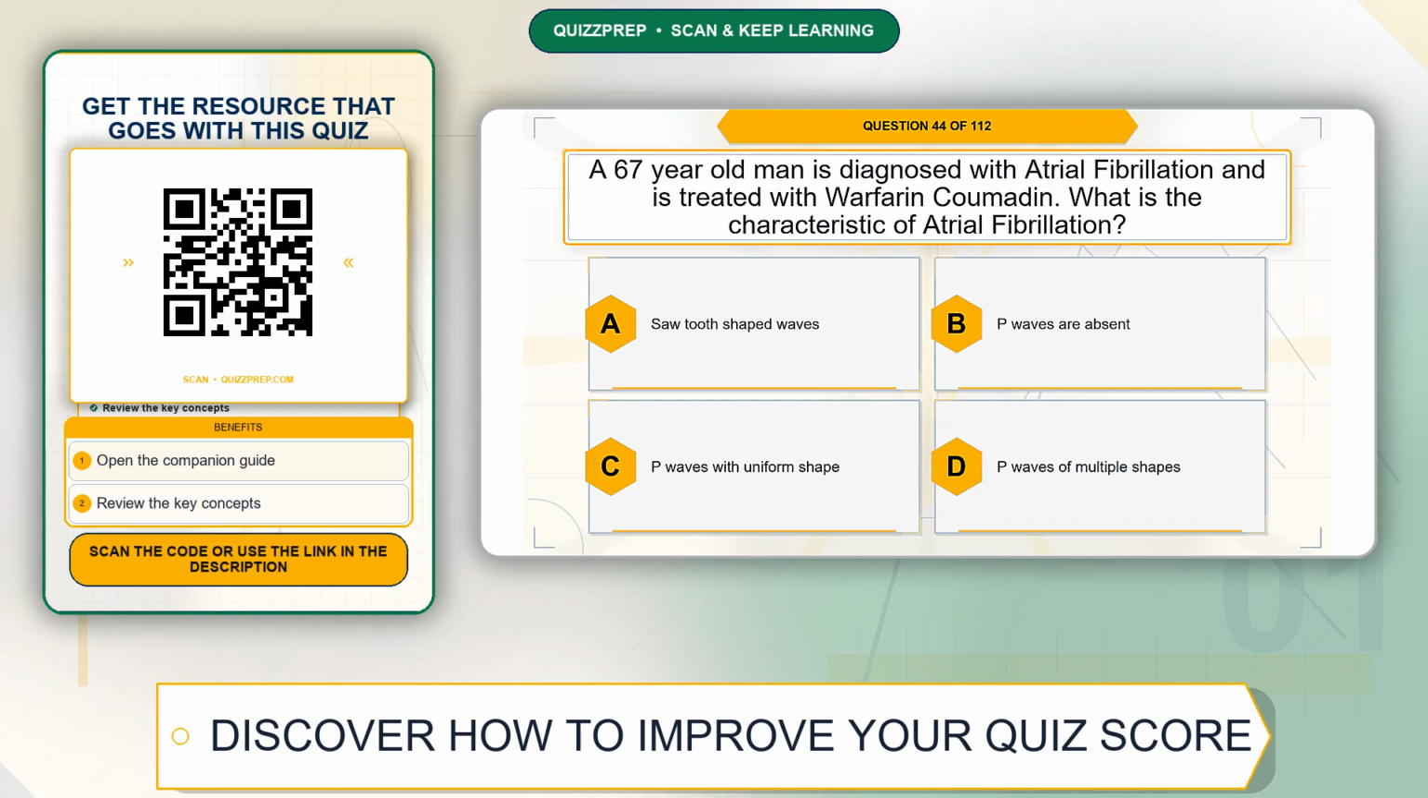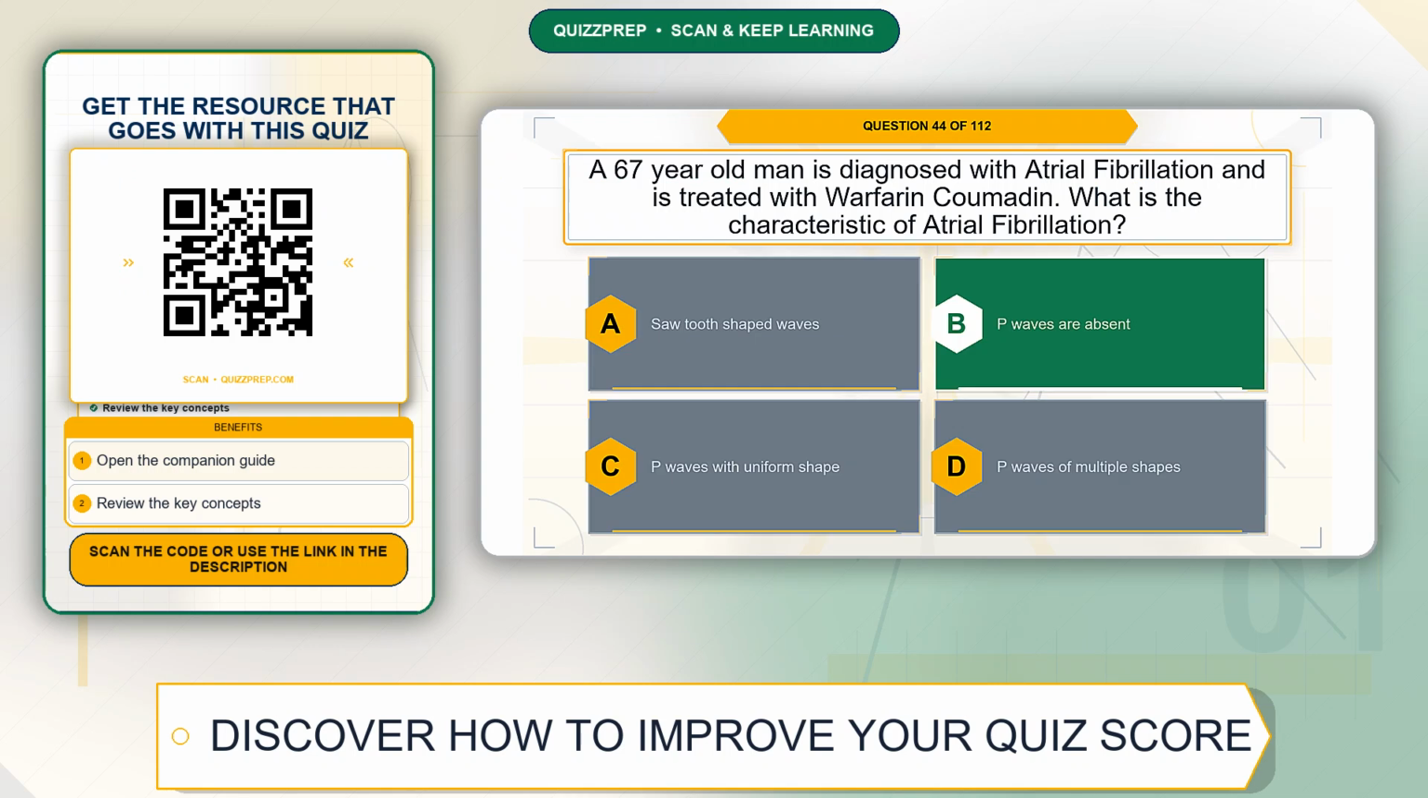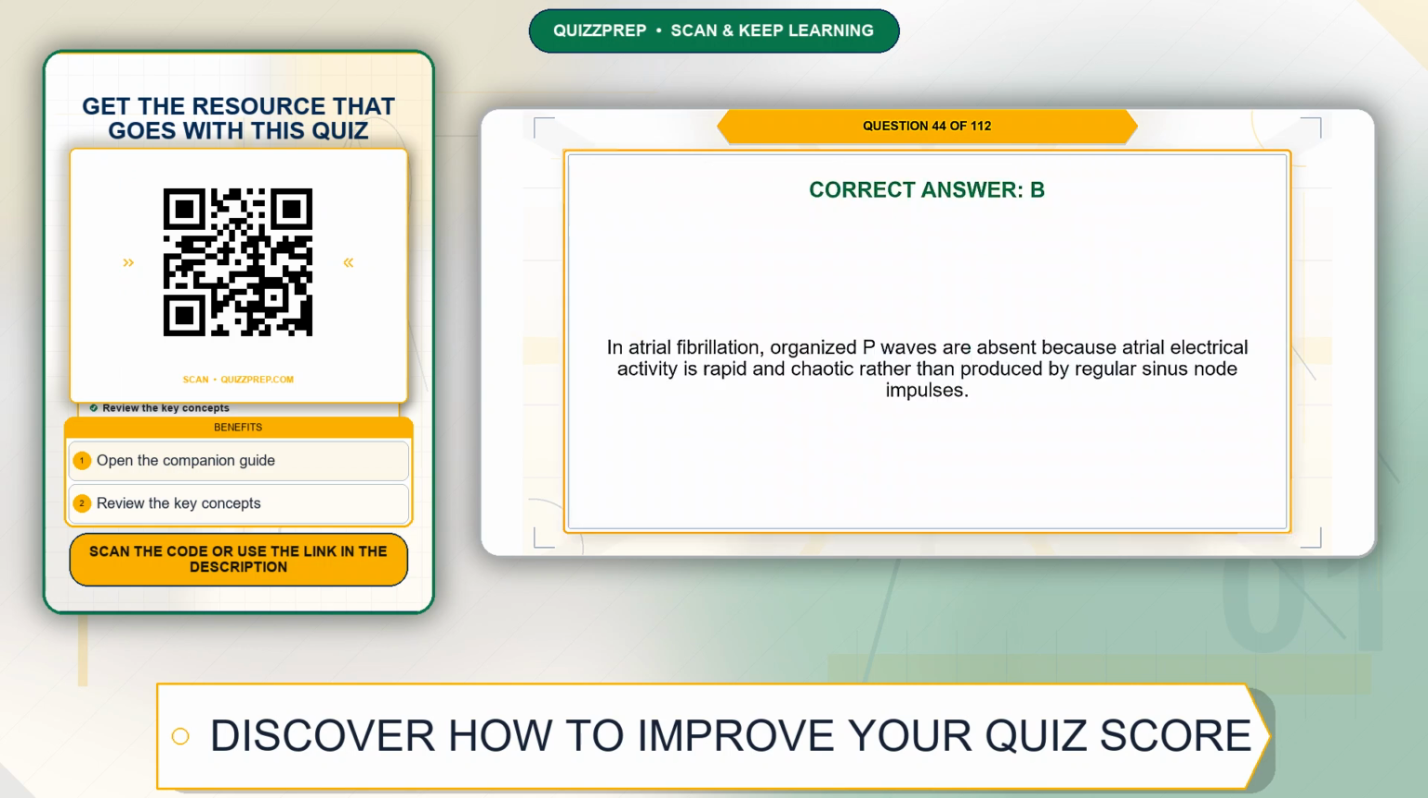Question 44. A 67-year-old man is diagnosed with atrial fibrillation and is treated with warfarin, Coumadin. What is the characteristic of atrial fibrillation? Option A, sawtooth-shaped waves. Option B, P waves are absent. Option C, P waves with uniform shape. Option D, P waves of multiple shapes. The correct answer is option B, P waves are absent. Explanation. In atrial fibrillation, organized P waves are absent because atrial electrical activity is rapid and chaotic rather than produced by regular sinus node impulses.